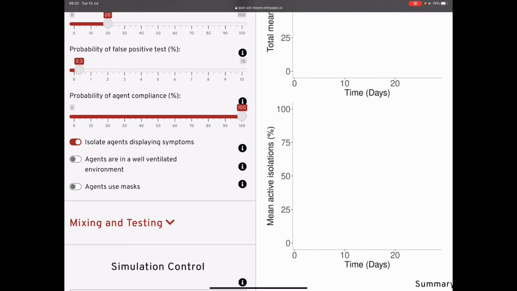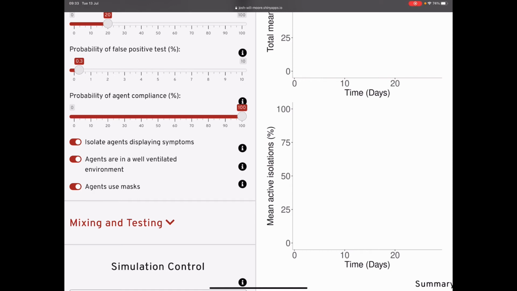The last 3 toggle buttons are hopefully fairly explanatory. We have isolate agents displaying symptoms. The idea is if you turn this off, then even if they do get a positive test, a person wouldn't isolate. So we hopefully do want that on. Then the second 2 are interventions. We're looking at ventilation and mask usage. If you have a well-ventilated environment, this will blow any viral load out of the air and then just reduce the spread of the virus. And if agents are wearing masks, again, it will stop the virus spreading. So you can add these 2 in to see how they influence the situation you're dealing with.